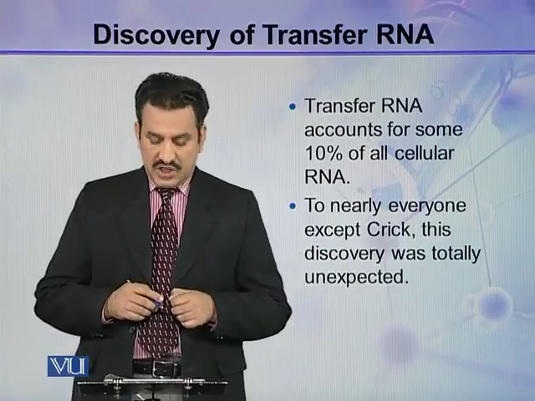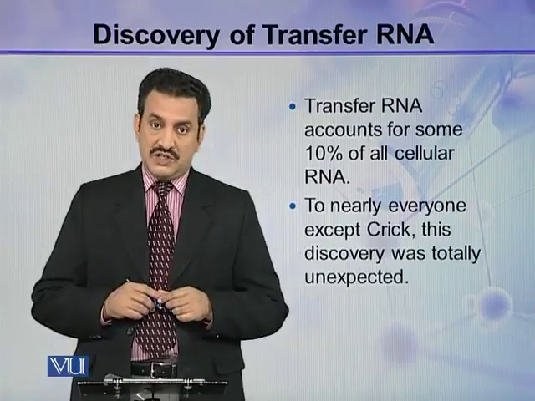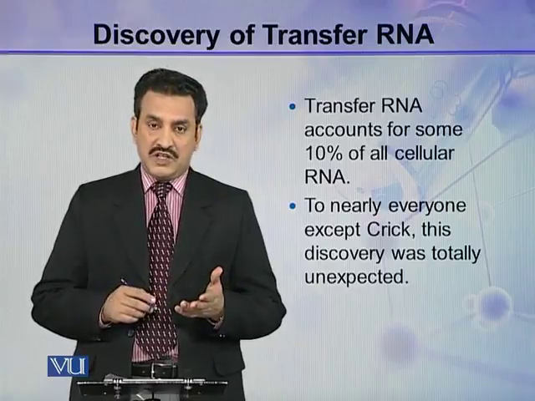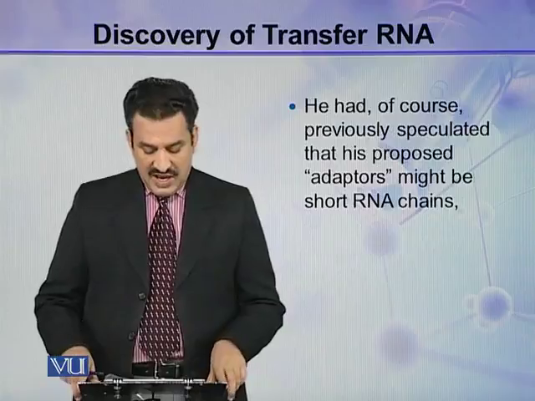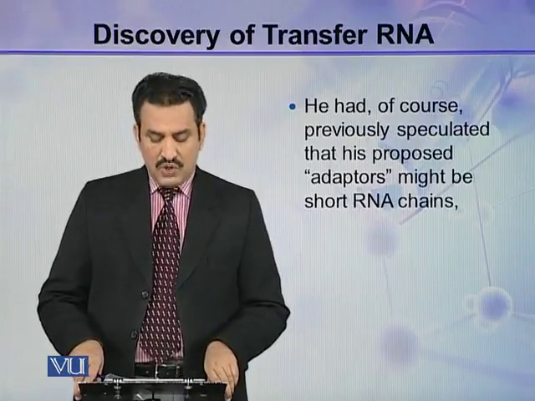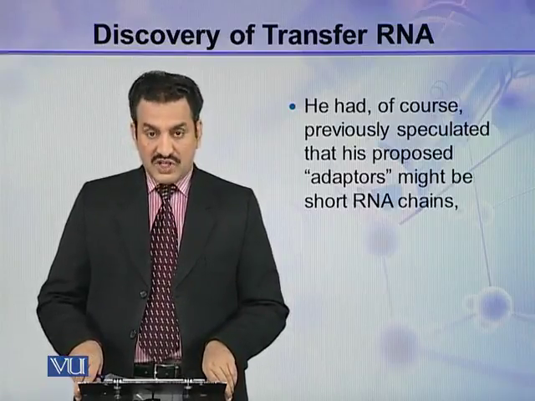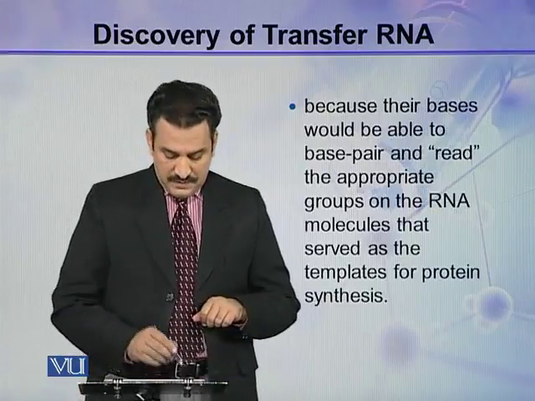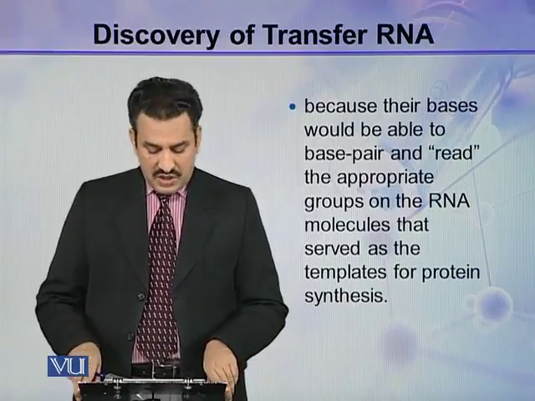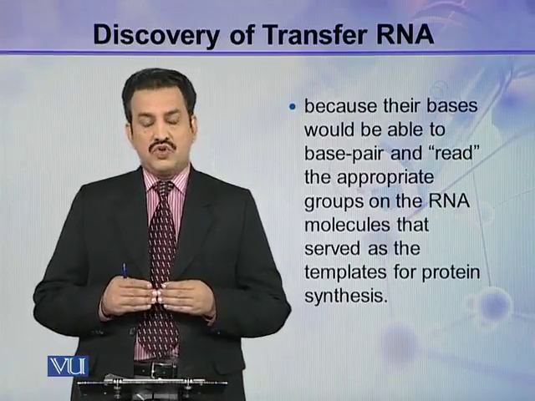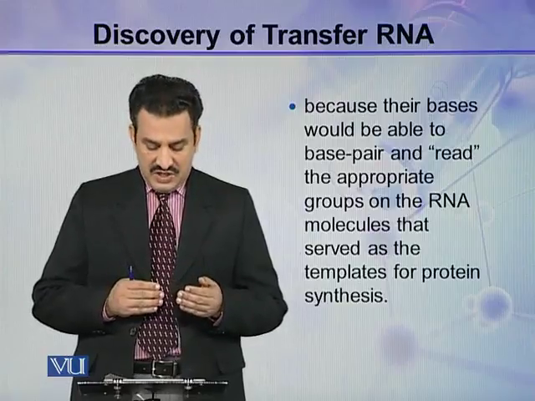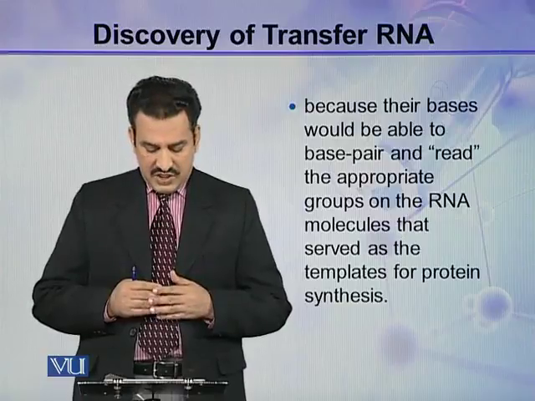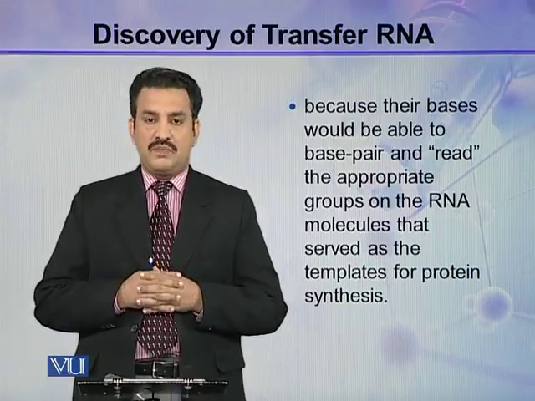To nearly everyone except Crick, this discovery was totally unexpected. Why was this discovery not unexpected for Crick? Because he had previously speculated that his proposed adapters might be short RNA chains, because their bases would be able to base pair and read the appropriate groups on the RNA molecule that served as the template for protein synthesis.